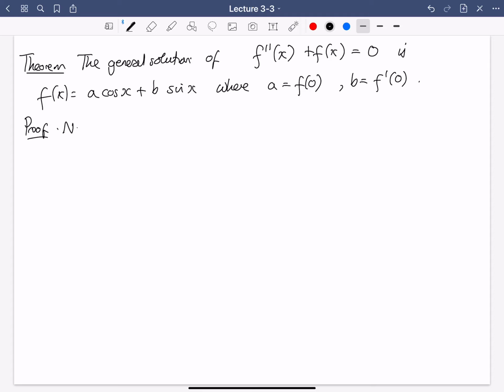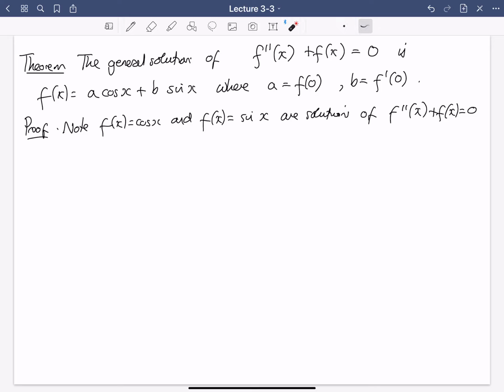So the observation is that both f of x equals cos x and f of x equals sine x are both solutions of the differential equation, f double prime of x plus f of x equals 0. Because if you take cos and differentiate twice, you get minus cos, plus cos, it's 0. If you take sine and differentiate twice, you get minus sine plus sine. So they're both solutions of that differential equation.